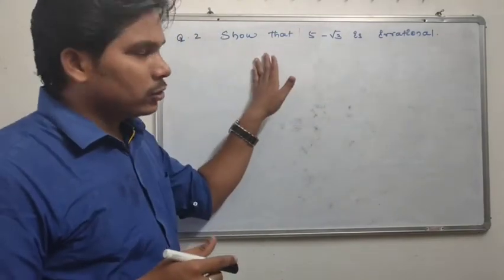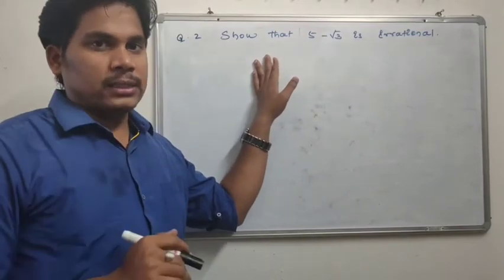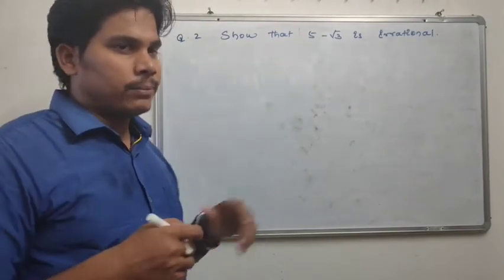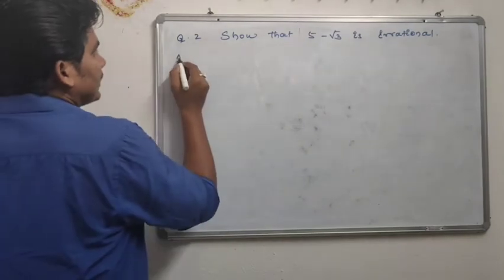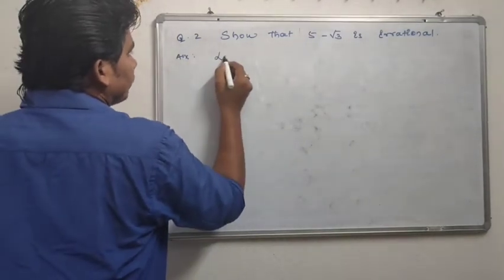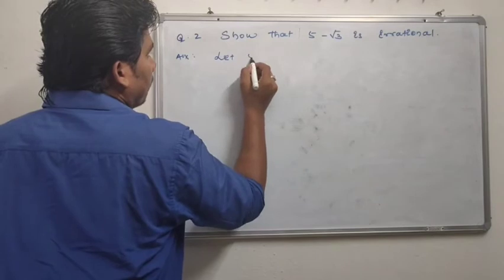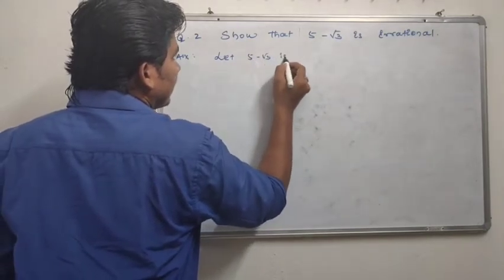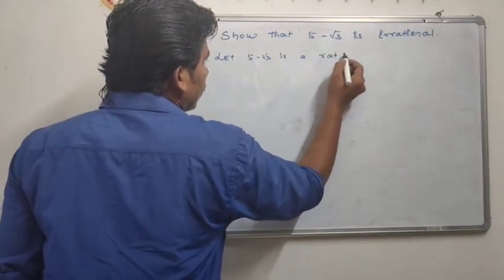That's why here also we'll use the same contradiction method. I already told you what the contradiction method is. Here now the answer is, let 5 minus root 3 be a rational number.